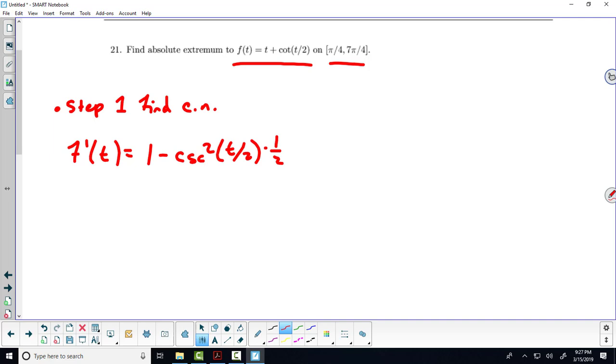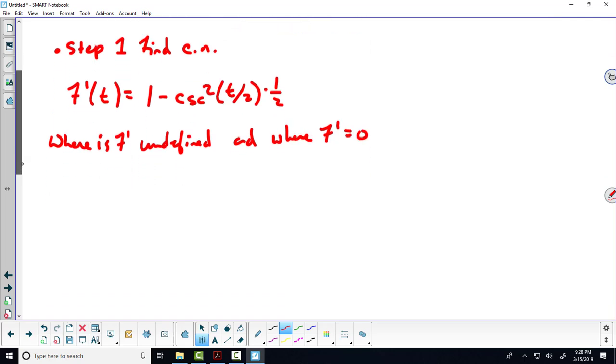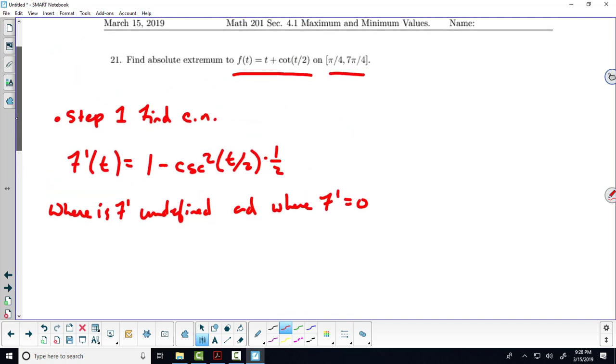Okay, so now we want to know where is f prime undefined, and where is f prime equal to 0. So let's find out. To figure out where it's undefined, that's kind of a complicated question. I think we can handle it. The only operation that we're doing there that can get us into trouble is taking the cosecant of a value. And remember, we cannot take the cosecant of which values?